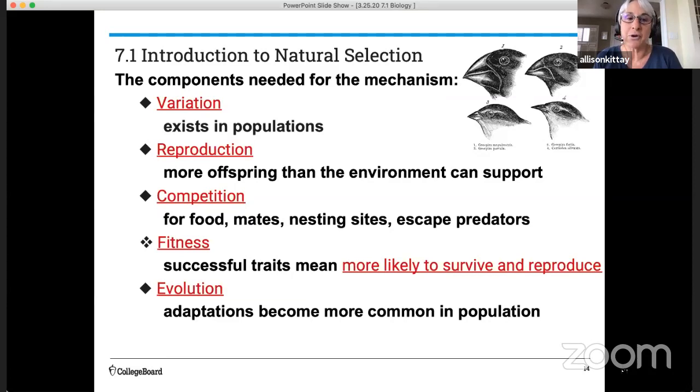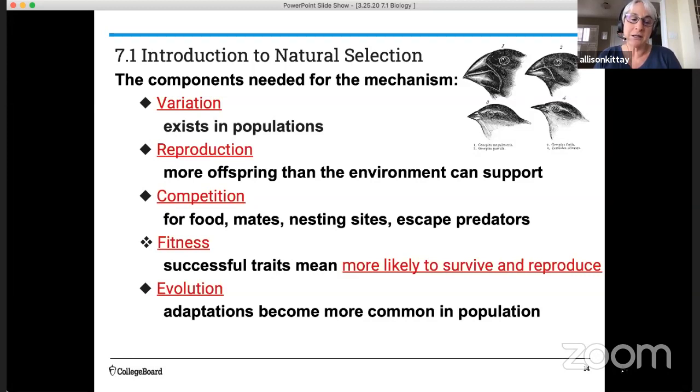So the first thing is variation, and this exists naturally in populations, and I just went through the beak variations. We're going to talk more about how that variation gets introduced into populations in the next slide. The next component is reproduction. The idea here is that more offspring will be produced than the environment can support. And that sets us up for the third component, which is competition. If there are more offspring than the environment can support, then there's competition for food, mates, nesting sites, and to be able to escape predators.